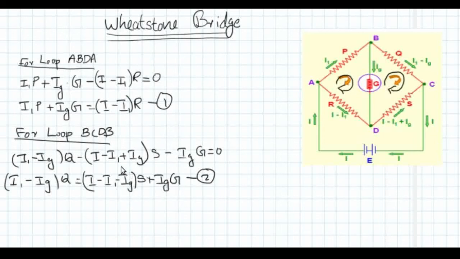So finally this Ig will be cancelled. So it does not make any difference in the final equation. But this Ig is positive: (I minus I1 plus Ig) into S plus IgG is equal to plus IgG. That is equation 2.